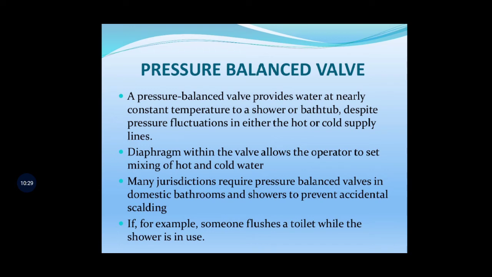Now next is pressure balance valve. A pressure balance valve provides water at nearly constant temperature to a shower or bath tub despite pressure fluctuations in either the hot or cold supply lines. A diaphragm within the valve allows the operator to set the mixing of hot and cold water. So this is used mostly in shower points. Many jurisdictions require pressure balance valves in domestic bathrooms and showers to prevent accidental scalding, if, for example, someone flushes a toilet while the shower is in use.